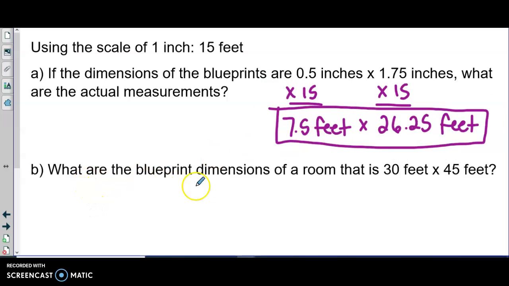And then it says, what are the blueprint's dimensions of a room that is 30 feet by 45 feet? So now we're going in the opposite direction. So instead of multiplying, we are going to divide. So we're going to do 30 divided by 15 and 45 divided by 15 to get it back down to inches. So this would be 2 inches by 3 inches. That would be the measurements of the blueprint. So if you're going from the small to the bigger, you want to multiply. And if you're going from the bigger measurement to the smaller, you want to divide.